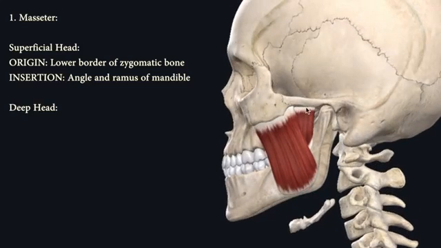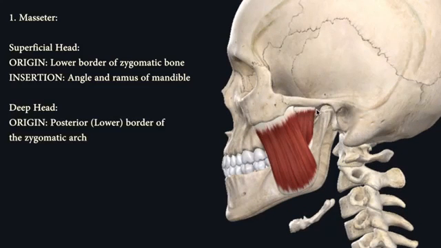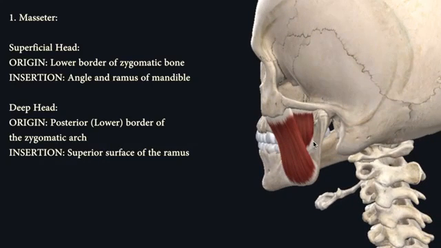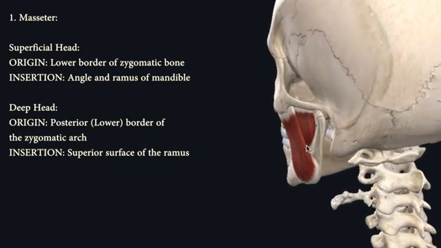Moving on into the deep part, it originates from the lower border of the zygomatic arch and inserts into the superior surface of the ramus of the mandible.